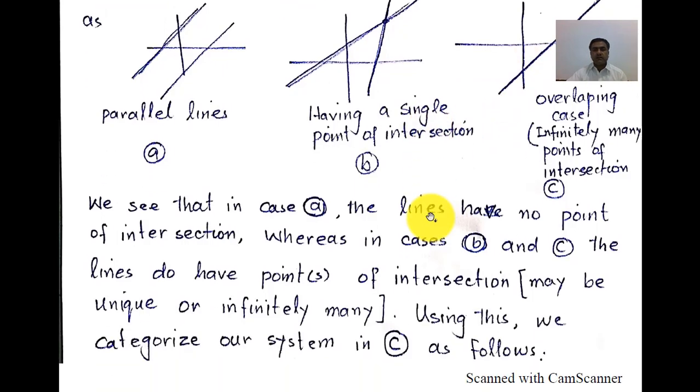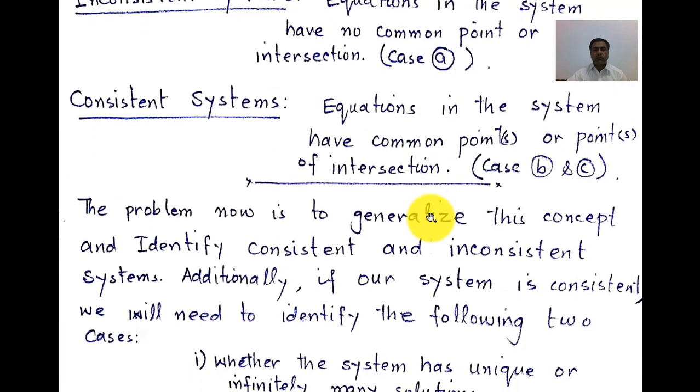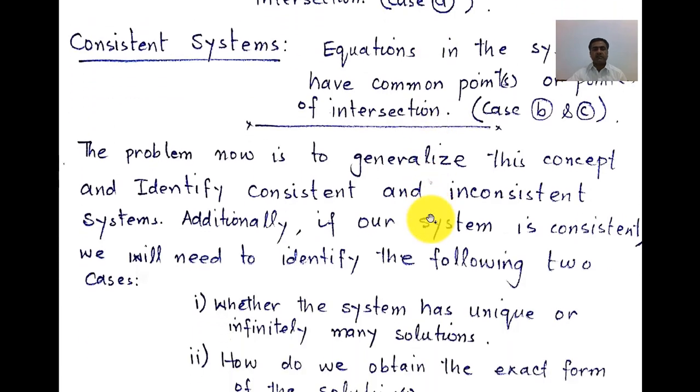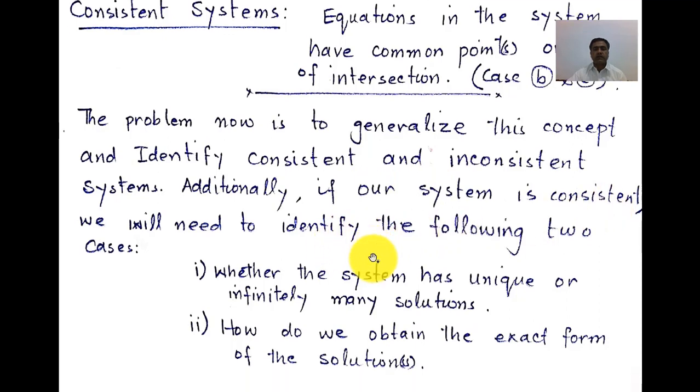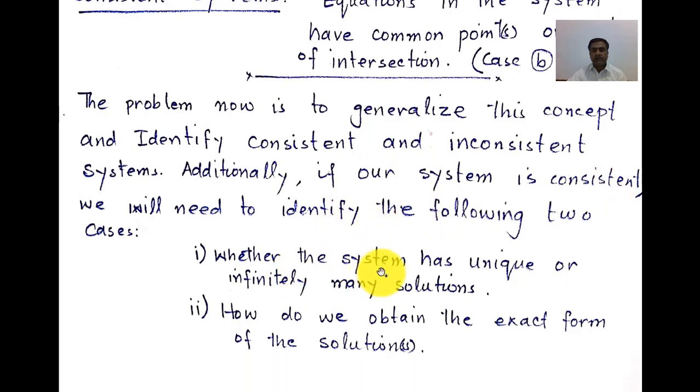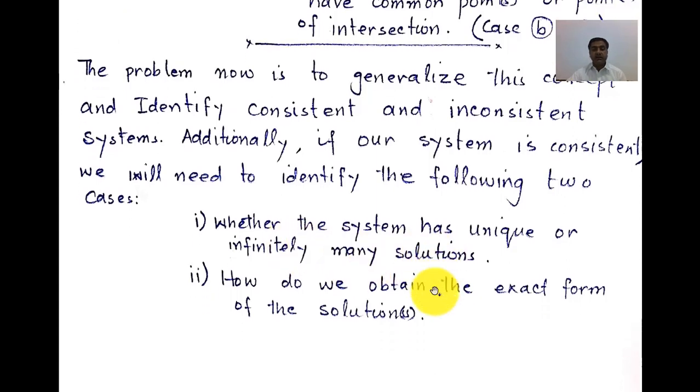So, if we categorize our problem into consistent and inconsistent systems, additionally we will have two things to identify. Number one, whether the system has a unique or infinitely many solutions. And number two, how do we obtain the exact form of these solutions? These are the topics for our next lecture.